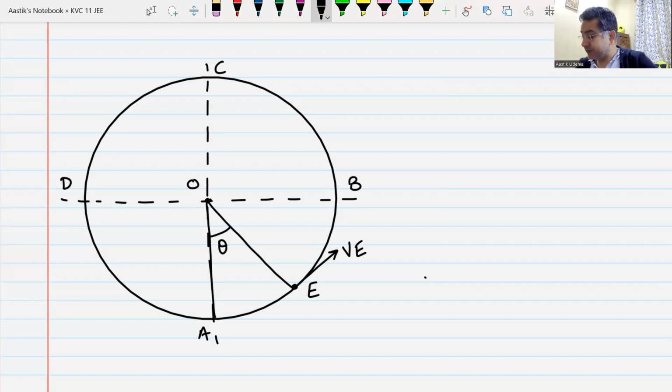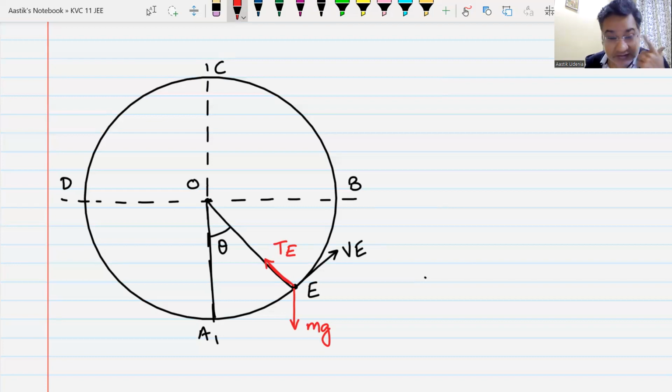No one knows it? Okay, so the forces don't change. One is mg, and the other one is tension. When you get a chance, then you speak. You don't say anything, then only I go ahead. Anyways, tension is there, mg is there, V is here. Now again color it with my favorite color, pink.